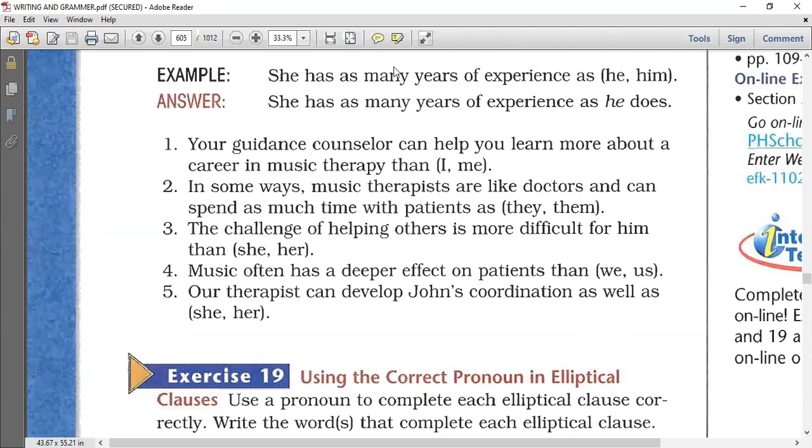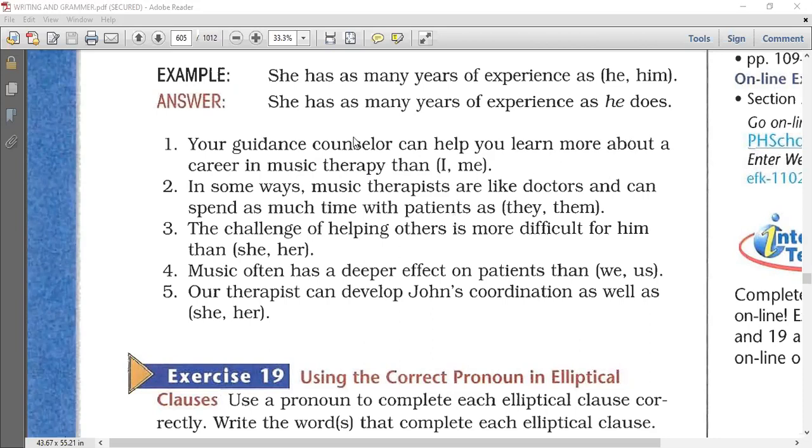So I have 3 participants. Let's see. Number 1, Miss Jana Walid. Okay, go ahead. More than I, because it should be more than I do. Let's read it quickly. Your guidance counselor can help you learn more about career and music therapy than I. Okay.